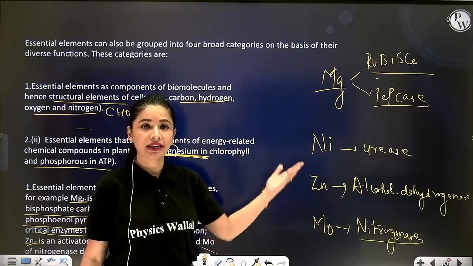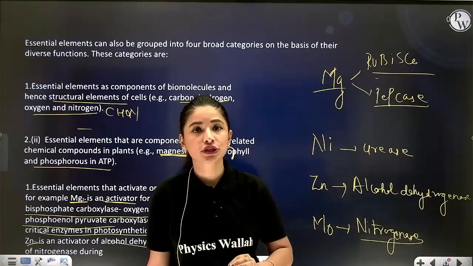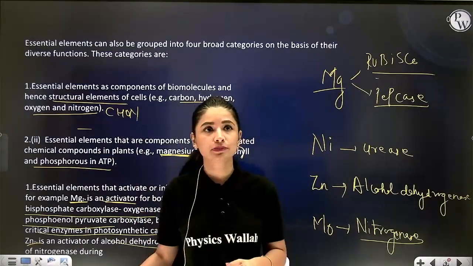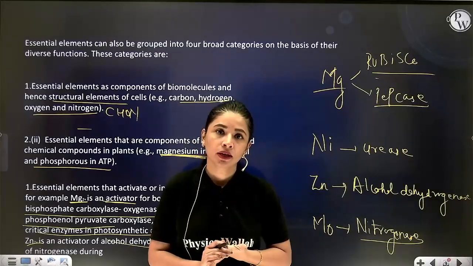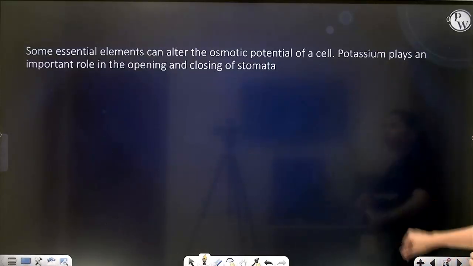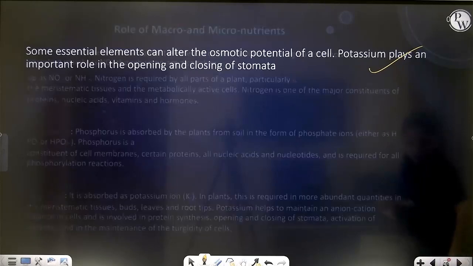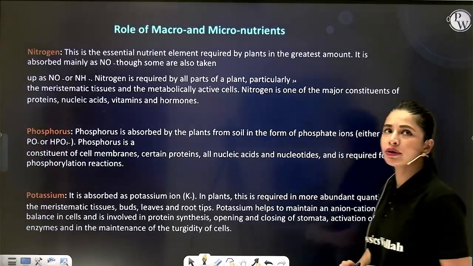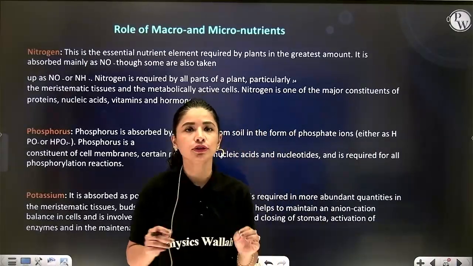Right? So these are the list of elements which are required for proper functioning. So these are the categories basically of elements on the basis of their function. I hope you have understood this so far. Now moving ahead, osmotic balance, already told you. Moving ahead, now we are going to discuss the roles of macro and micronutrients.